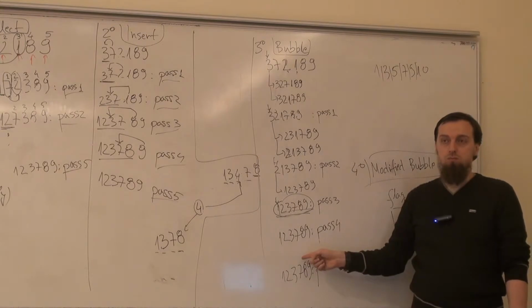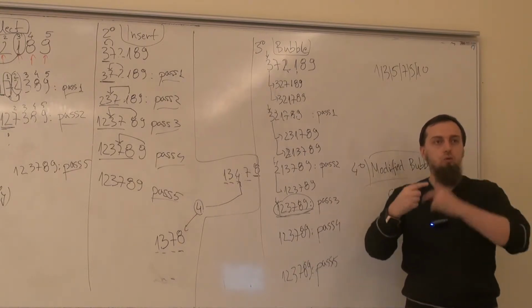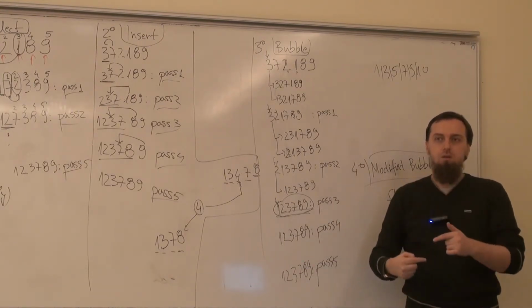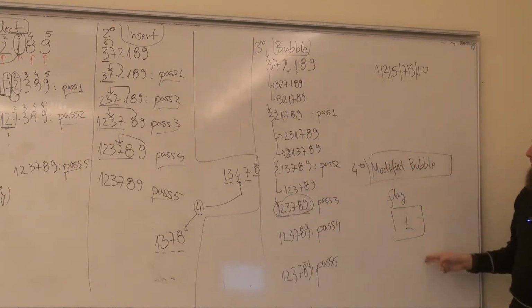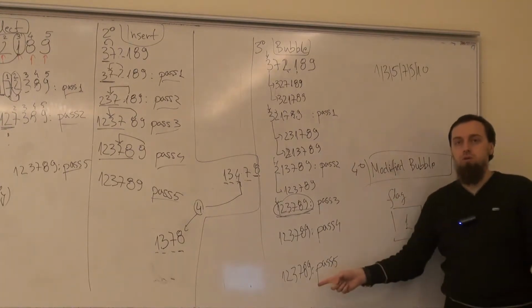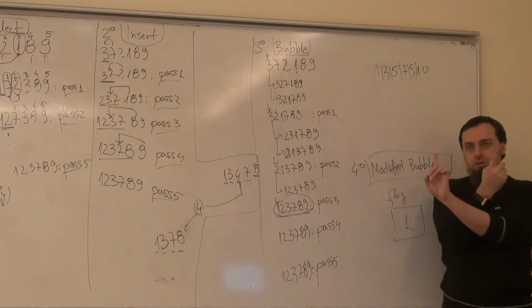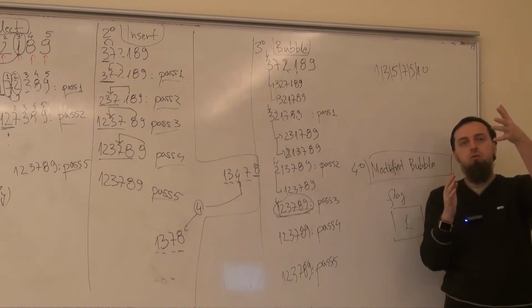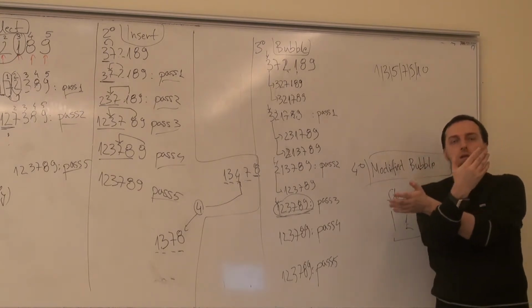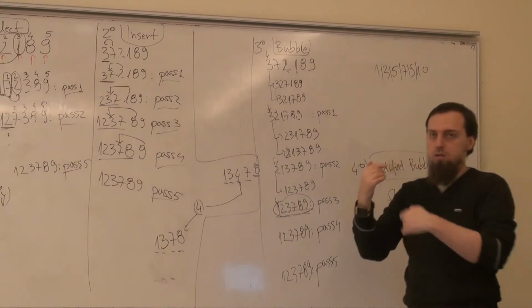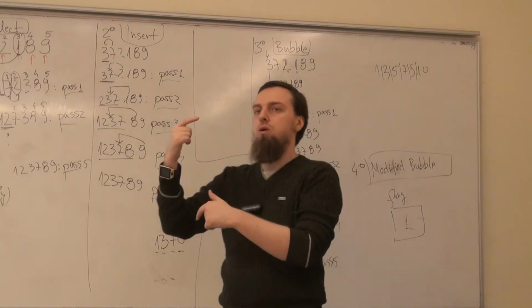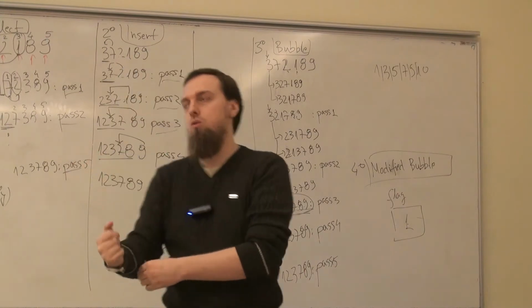Why? Because we will have to go through all of the passes. Bubble goes through all of the passes, and modified bubble also goes through the passes, plus it checks the flags. That's why it's going to be worse when it's sorted in reverse. We give the vector sorted in reverse, in decreasing order, and we want to sort it in increasing order.